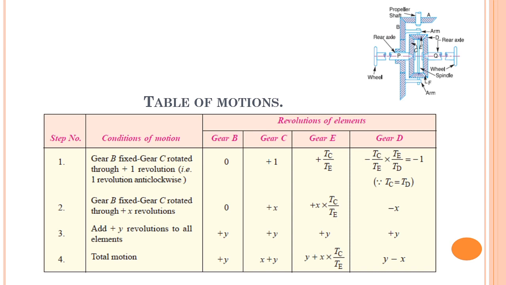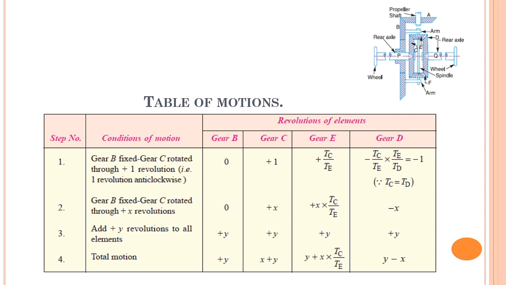For gear D, again apply the velocity ratio, and you will get TC upon TE into TE upon TD. But as C and D gears have equal dimensions, they are equal gears, so I can write TC is equal to TD, that is, the number of teeth on C and D gear are equal. Therefore these will get cancelled out. TE also cancels out, and the remaining will be -1.